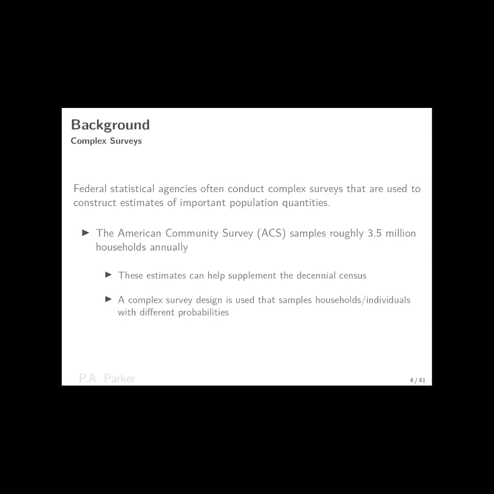They also ask a lot more questions on more topics in the American Community Survey than they would in the decennial census. So you get information on other topics as well. But this is a complex survey, meaning different individuals or different households are selected with different probabilities. And so it's important to consider that when we're constructing any estimates so we don't end up with biased estimates.